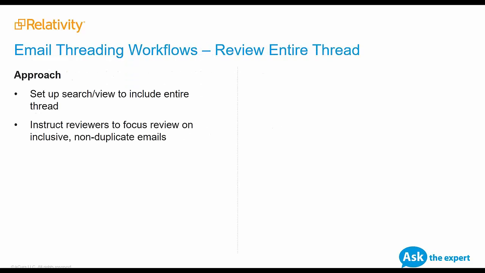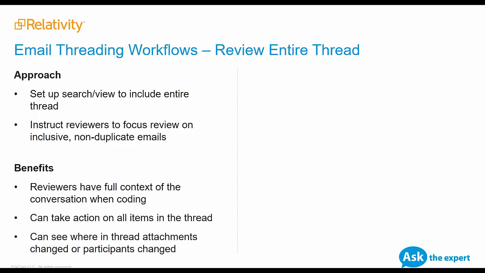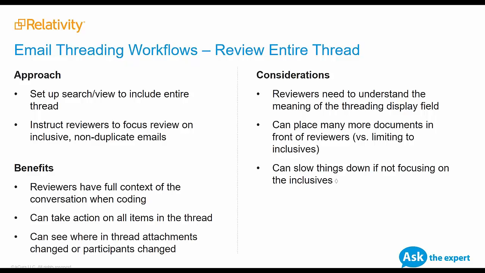Let's look at some of the pros and cons of these. If you did want to do the entire thread, if that was what the team wanted to do, you would set up your search to pull back the entire thread group. And then you'd probably want to instruct the viewers to focus on those inclusive non-duplicate emails first, those containing other content, but they're able to access and code the entire thread. So here, they have the full context of the conversation in their list. When they're working through, they can take action on all those items straight from the list or batch that they're working from, and they can see where things change, branches branched off, or participants changed.